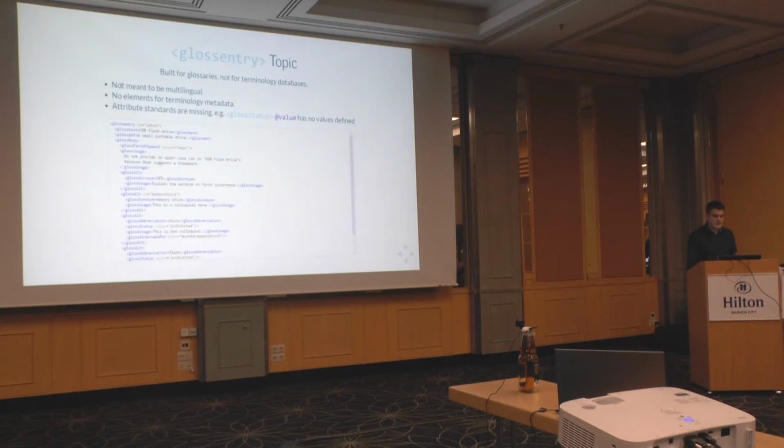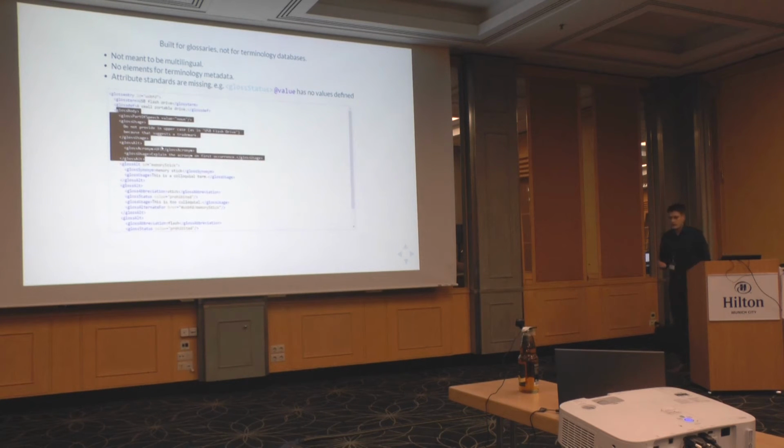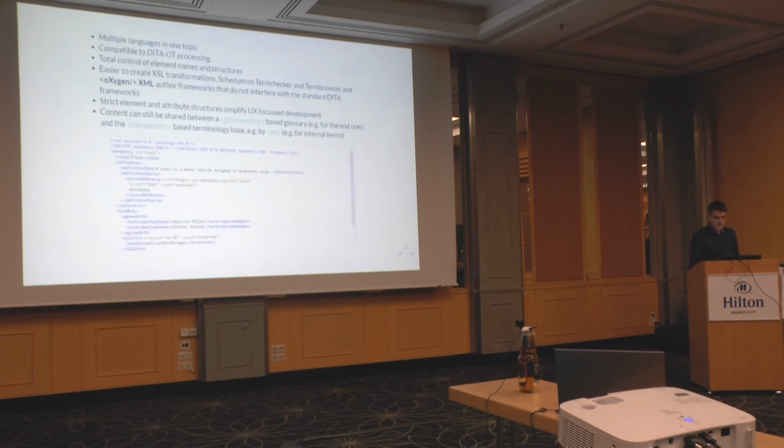So it's not meant to be multilingual. There are no elements for terminology metadata that you might need, and attribute standards are missing. For example, the gloss status value has no defined attribute, which is very important for what we want to do with that. So, for example, here in the structure, you have no metadata to explain who has agreed to the term. This is very important.